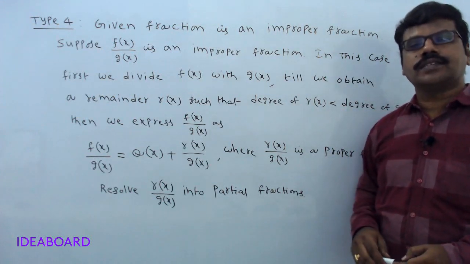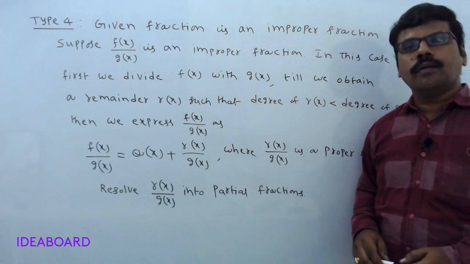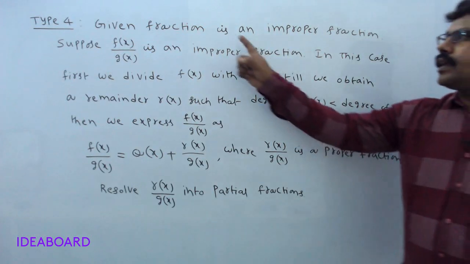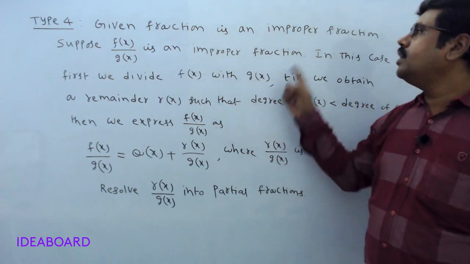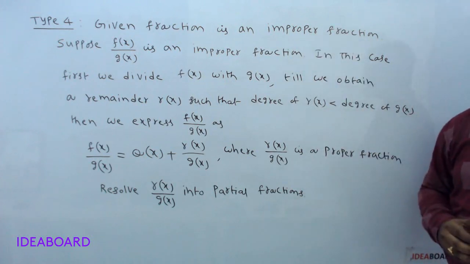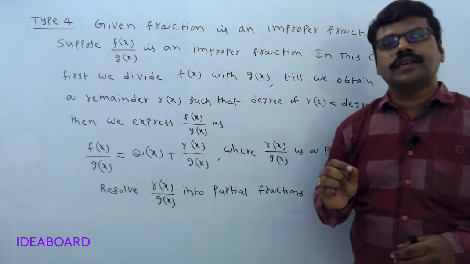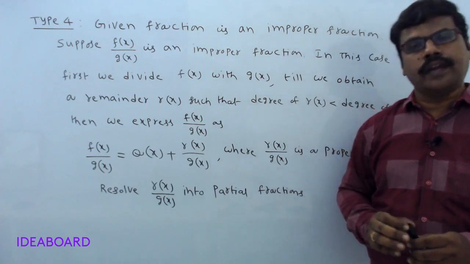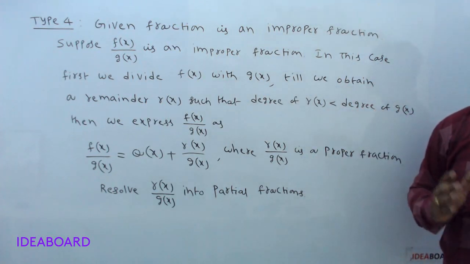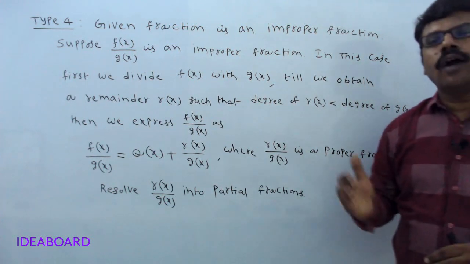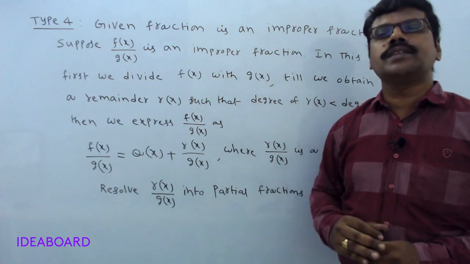Today we are going to discuss type 4 partial fractions. Now, what is type 4? The given fraction is an improper fraction. Improper fraction means the degree of the numerator is greater than or equal to the degree of the denominator. Suppose your given problem is an improper fraction, then how do we resolve it into partial fractions?